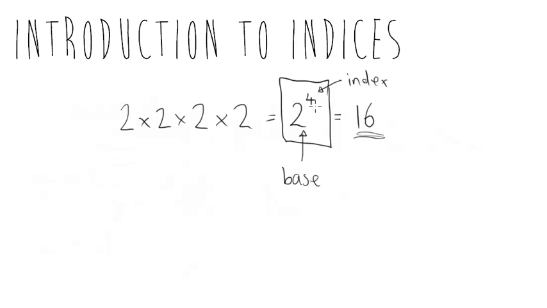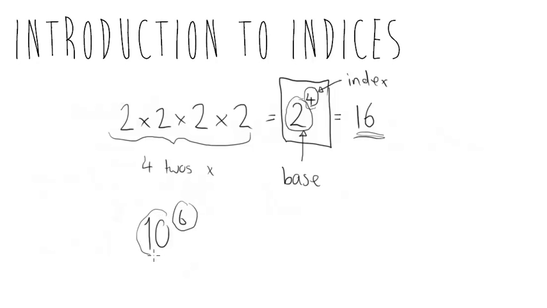Well, the index, this little number, tells us how many of the base we're multiplying together. Okay, so this number tells us we are multiplying 4 2's together. So here we've just got 4 2's multiplied together. It's really simple, really easy to understand. So for example, like I said with a million, 10 to the power of 6 tells us we've got 6 10's multiplied together. Okay, so 10 times 10 times 10 times 10 times 10 times 10 gives you a million. So hopefully that's not too confusing, and you've got that.